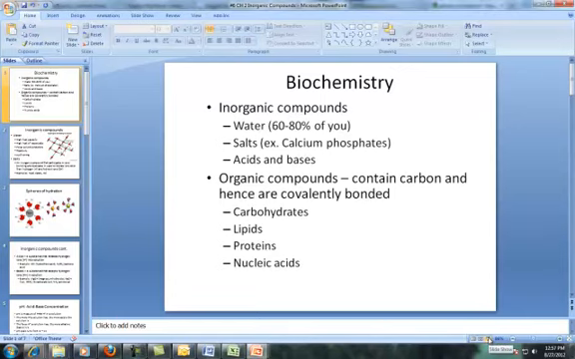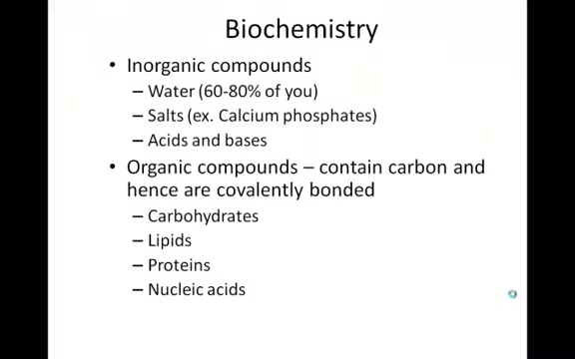Biochemistry is a little more difficult than what we've been covering so far because we're going to get into inorganic compounds. Organic compounds are even harder than the inorganic compounds, so you've got that going for you. So our inorganic compounds are going to be substances that do not contain carbon: water, salts, and acids and bases.